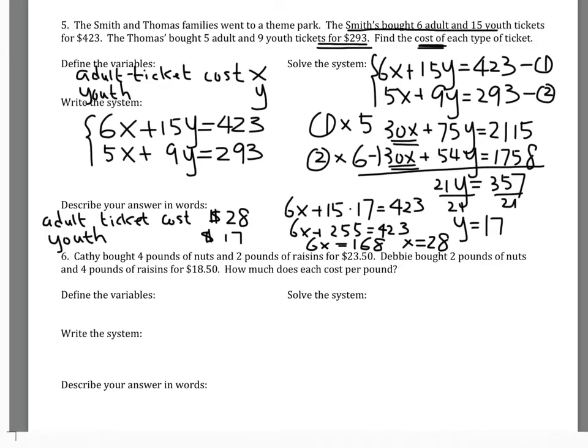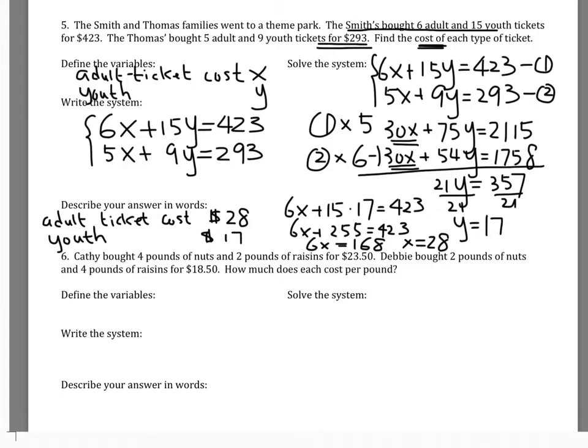So again, same number, 30x, how do I eliminate it? I have to use the subtraction. So 30x minus 30x, no more x, it's 0 times x. 75y minus 54y, that's 21y. 2115 minus 1758, that's 357. Divide both sides by 21, I find y equals 17. And then I'm going to plug it back into the first equation, 6x plus 15 times y, so my y is 17, so I replace the y with 17, equals 423. 15 times 17, that's 255.